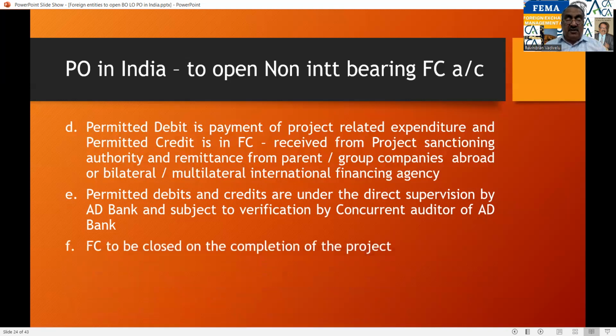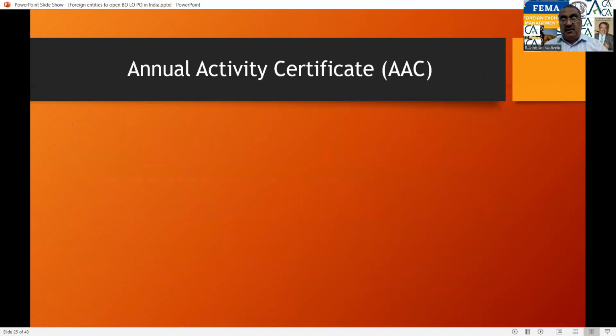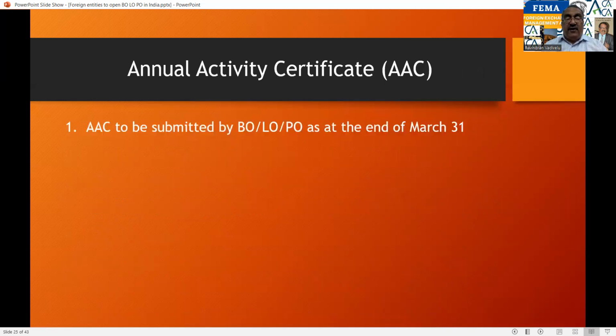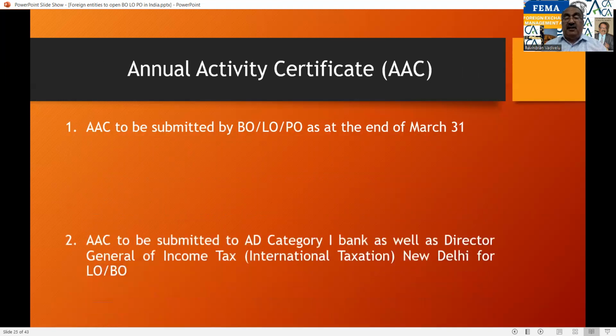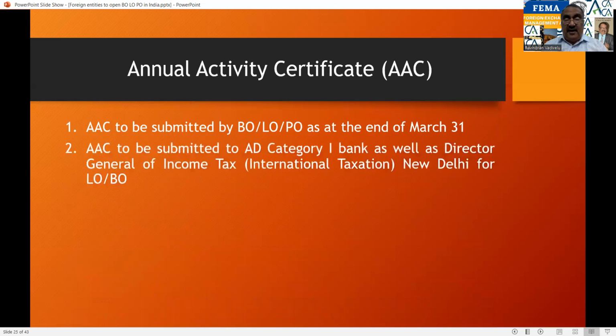And the foreign currency account has to be closed on completion of the project. On the completion of the project, the foreign currency account has to be closed. This is the annual activity certificate. This is a certificate which has to be filed by the foreign entity when they open a branch office, liaison office, or project office. As at every 31st March, they have to submit the AAC, that is, the annual activity certificate.